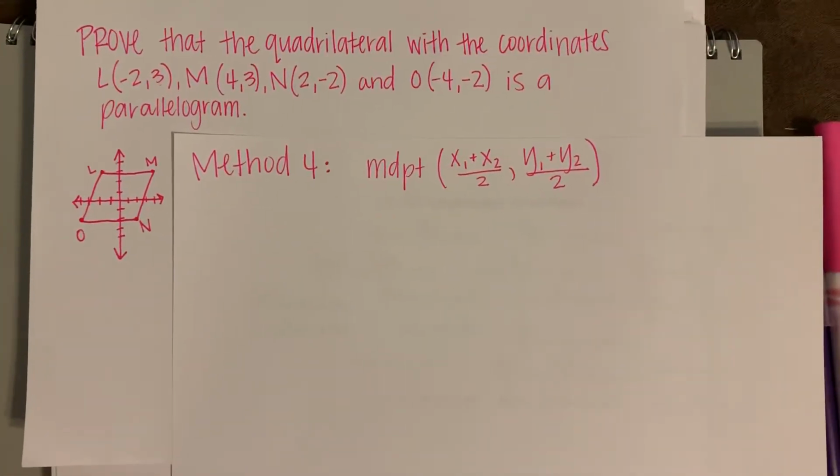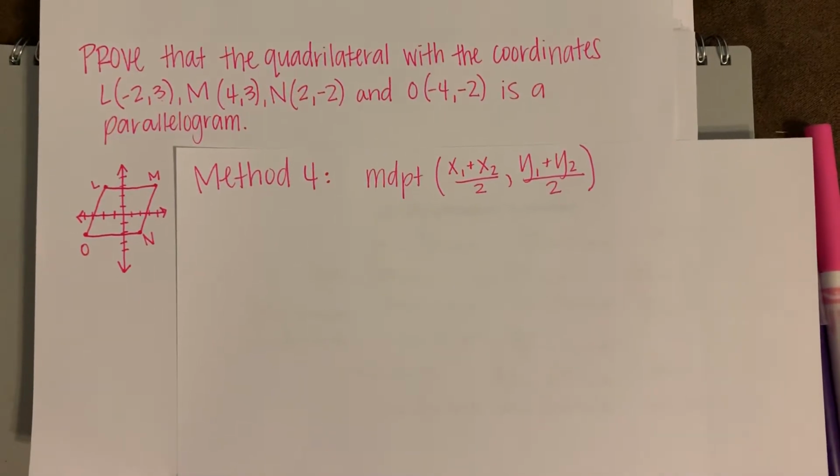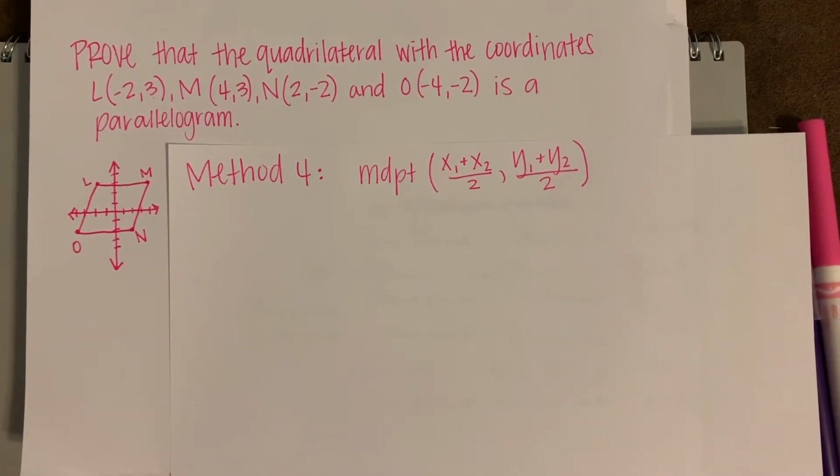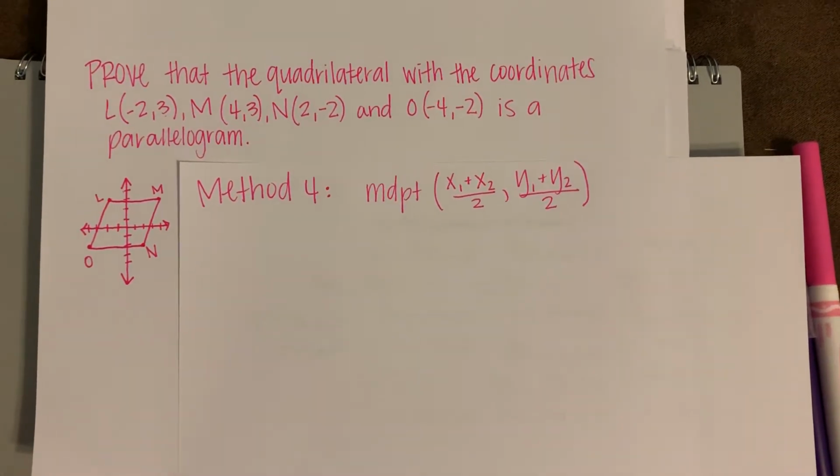There are 4 ways to prove that a quadrilateral is a parallelogram. This is method 4, which is prove that the diagonals bisect each other. Okay, let's explain what that means.